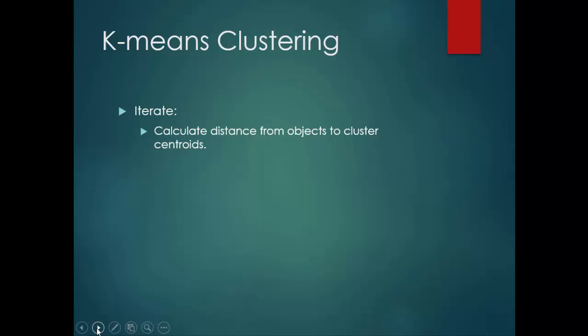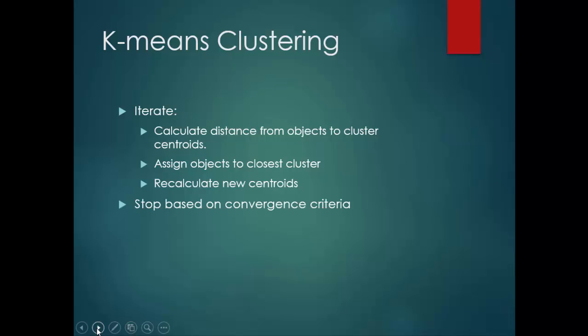Iterate: calculate the distance from each object to the cluster centroids. Assign objects to the closest cluster. Third, recalculate the new centroids. Stop based on convergence criteria: no change in clusters, or max iterations.